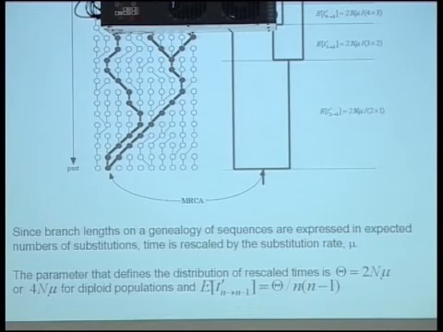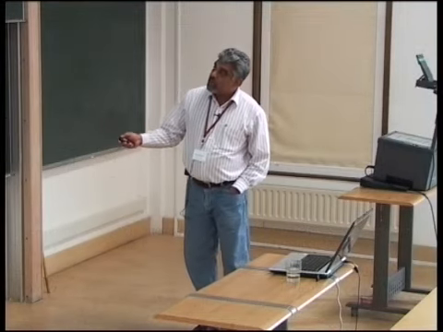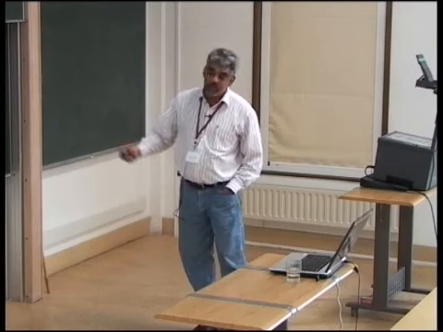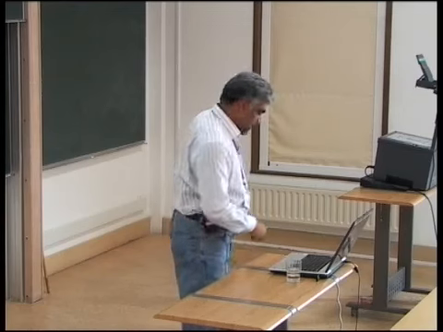Okay. Now, of course, we are dealing with sequence data here. I'm going to assume that we're dealing with sequence data. We don't measure time in real time. Instead, we measure time in substitutions. So we rescale everything by substitutions. And so instead of talking about population size now, we talk about this joint parameter N mu, or 2N mu, and that's called theta. So because we rescale time, we now talk about generations in terms of theta. Everything else remains the same.